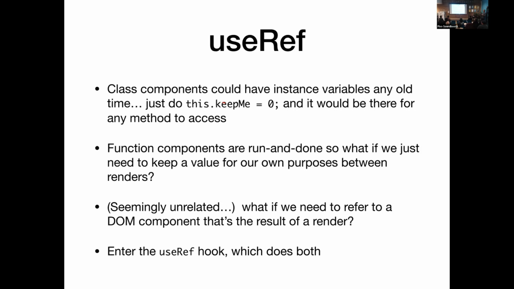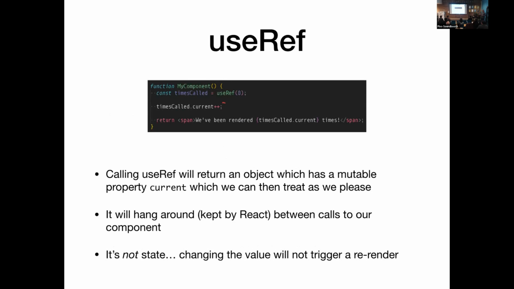But these function components are run and done. When they exit, all that stuff is gone. So what if we need to keep a value of our own, not having to do with React, for some other purpose? And this seems unrelated, but what if we want to refer to a DOM component that has been rendered? That's why this is called useRef, by the way. So useRef does both.